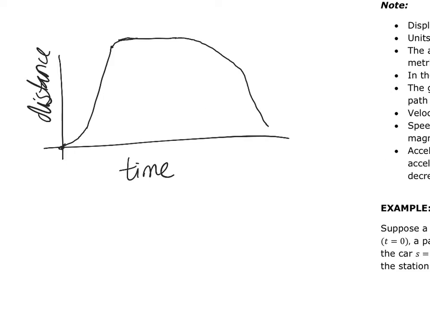And then I get back home. So that is not the path I traveled to get to and from work. That is my position with respect to time, the distance from home and back. Now, because I came back down to here, that means I came back home. Okay?